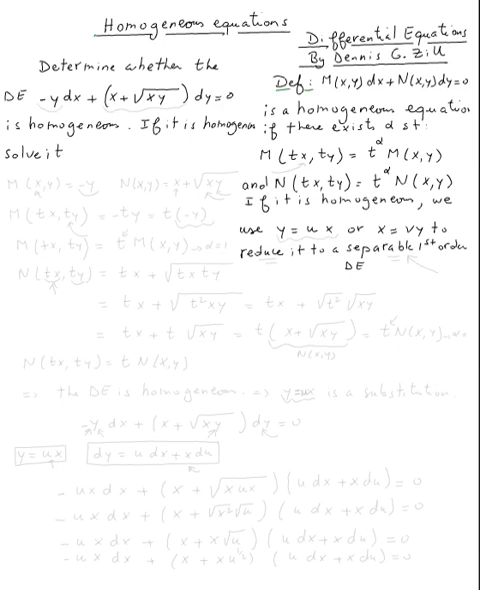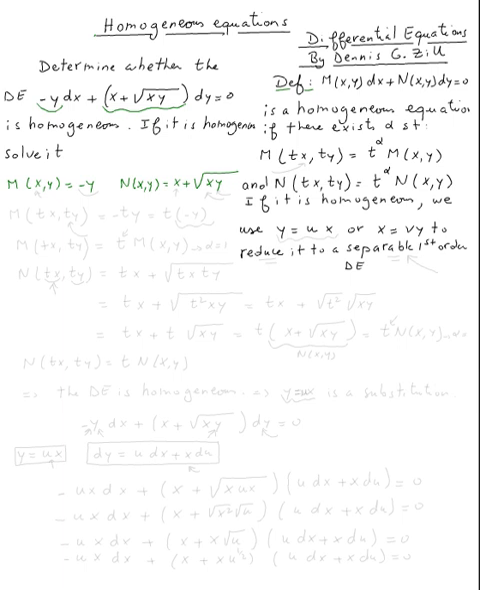Definition: M dx plus N dy equals 0 is homogeneous if there exists alpha such that M of tx, ty equals t to the alpha M of xy, and N of tx, ty is equal to t to the alpha N of xy. So let's check that. First of all, M of xy is equal to minus y, and N of xy is equal to x plus square root of xy.